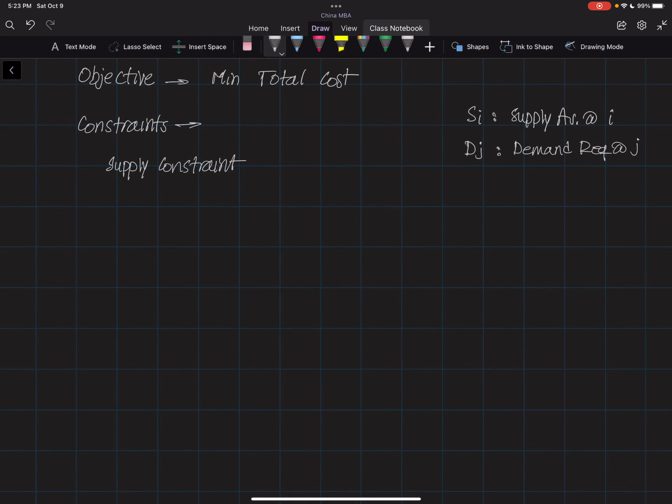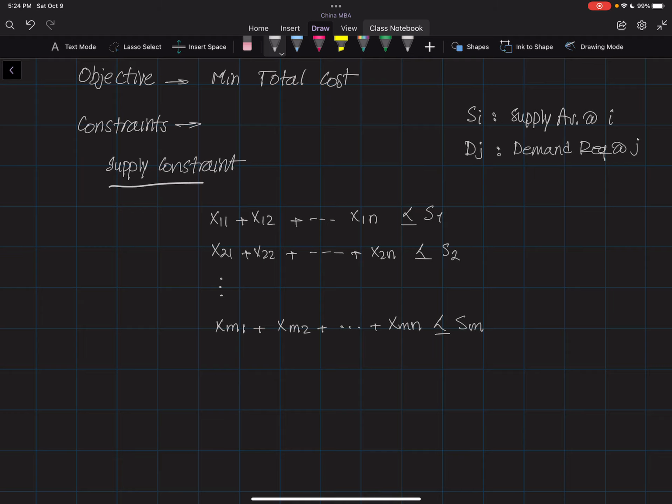Let's talk about supply point 1. x11, the amount that goes from supply point 1 to demand location 1, plus x12, the amount that goes from supply location 1 to demand location 2, all the way to x1n, the amount that goes from supply location 1 to demand location n, cannot be more than what is available at supply point 1, or s1. Same thing for supply point 2: x21 plus x22 plus all the way to x2n should be less than or equal to s2. And all the way to supply point m: whatever goes out of supply point m to demand points 1, 2, all the way to n, which is x_mn, should be less than or equal to s_m. These are my supply constraints.